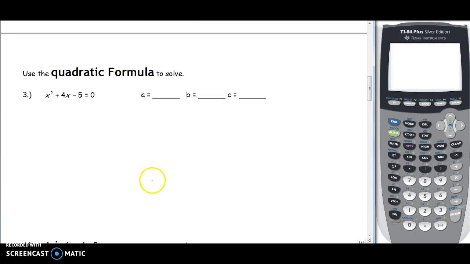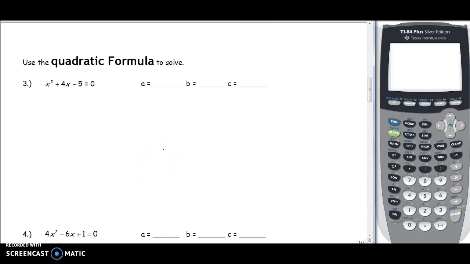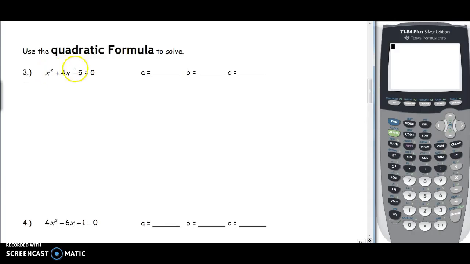Now what we're going to do is actually solve. And we have 2 to solve. So the first one you're going to see, let's set it up again. A is 1, b is 4, c is negative 5. So if we go ahead and set this up, x equals opposite b plus or minus the square root of b squared minus 4ac all over 2a.